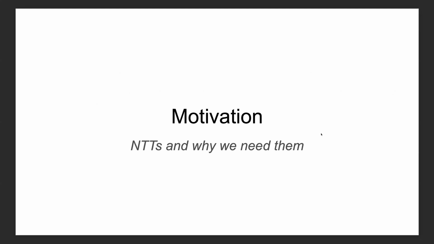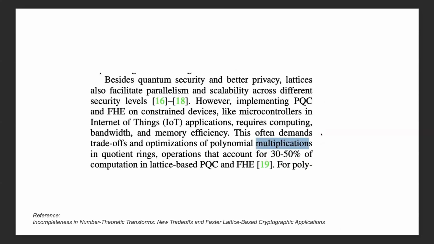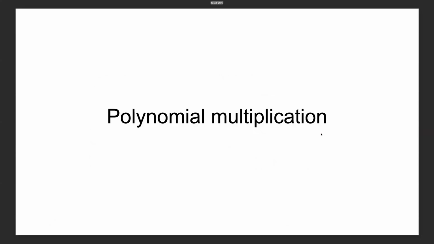Part one: why do we need entities? A big computation that's required in lattice-based cryptography is polynomial multiplication. This is from one of the papers, which says that improving the efficiency of modular polynomial multiplication is critical to deployment of lattice-based PQCs. In another paper, it says that these operations account for about 30 to 50% of computation in lattice-based PQC and FHE. So something that we need to understand here is polynomial multiplication, and we'll get to why this links to entities later on.